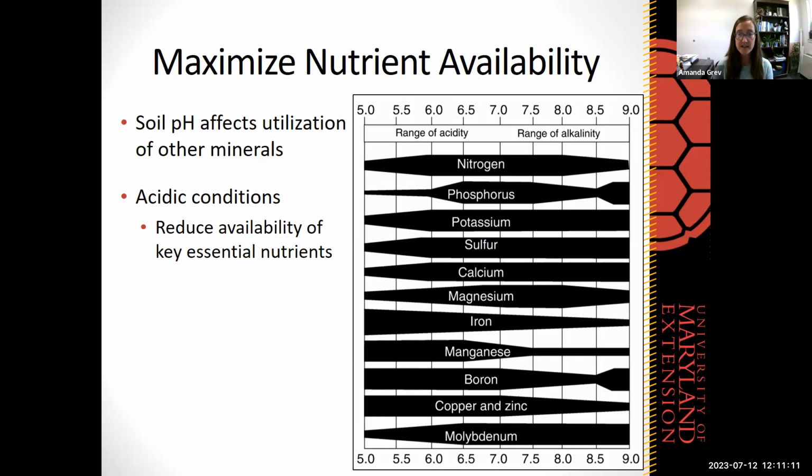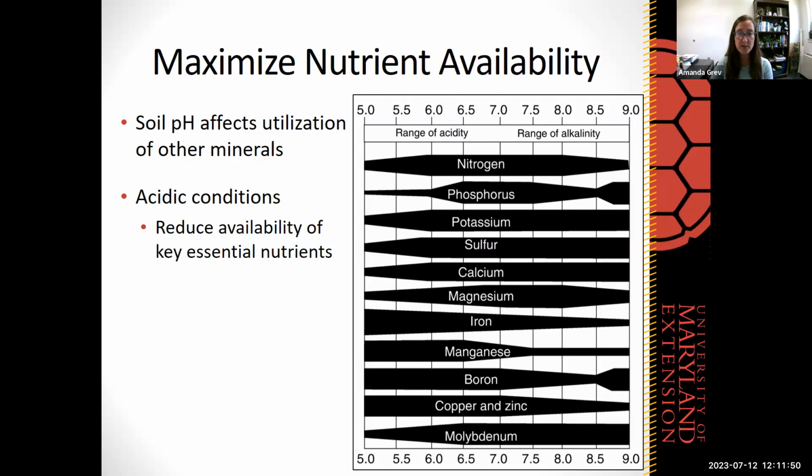And what I mean by that is, if you look at the chart on the right over there, you can see a range of acidity and range of alkalinity. So we're going from a more acidic pH of 5, all the way up to a more alkaline pH of 9. And each of those black horizontal bars with the different nutrients listed is showing the availability of that nutrient at that given pH level. So you can see that as pH is changing, even if a nutrient is present in the soil, whether or not it's available to the plant is changing based on those different pHs.